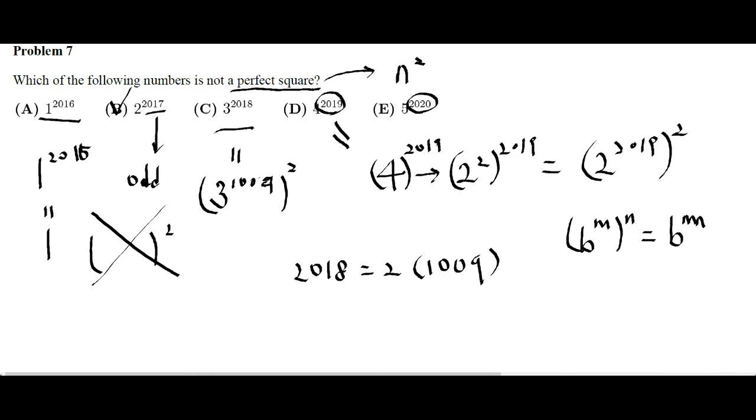I think you guys just wanted the B and D. For B, 2 to the 2019, the exponent is odd. For D, the exponent 2019 is also odd. But for D, the base is 4. 4 is 2 squared, you know? So it can be an even exponent. You understand? Yes or no? Yes. Okay.